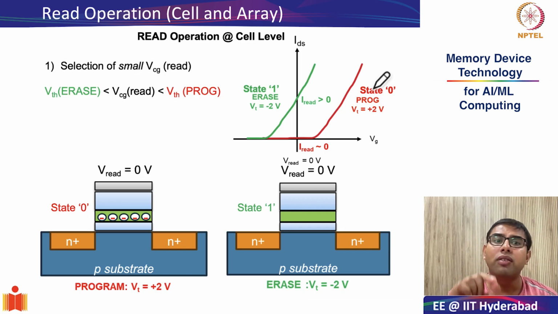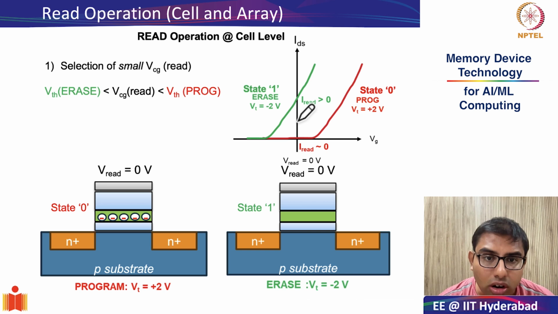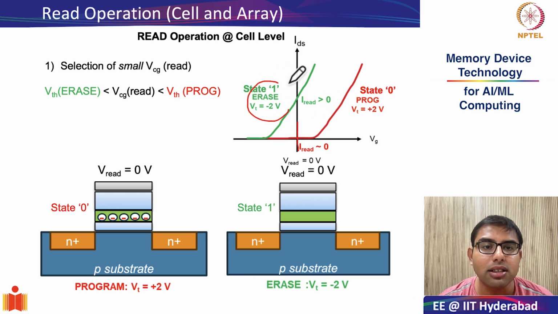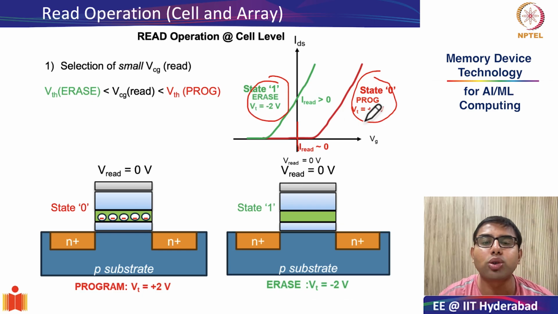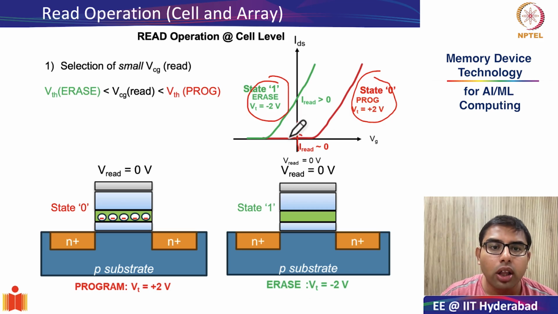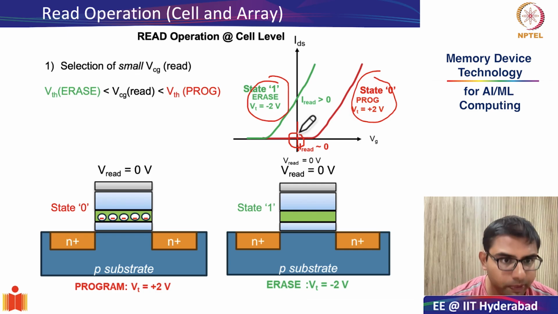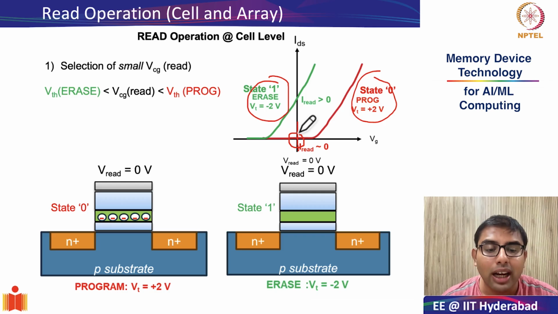You select very intelligently the voltage at the control gate for read operation, which is right in between the threshold voltage for erase state and program state. So since the erase state threshold voltage in this example was minus 2 volts and the threshold voltage for program state was plus 2 volts, we have selected the voltage at the control gate for read operation to be 0 volts. Okay, so at 0 volts, let's see what happens.